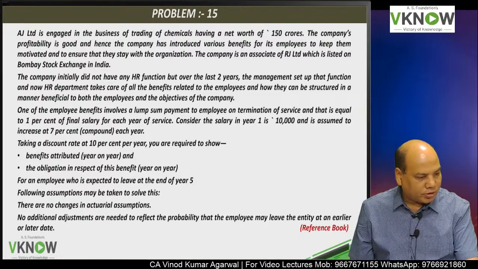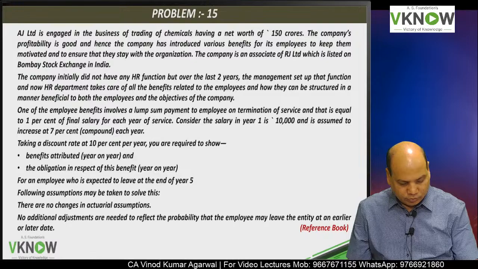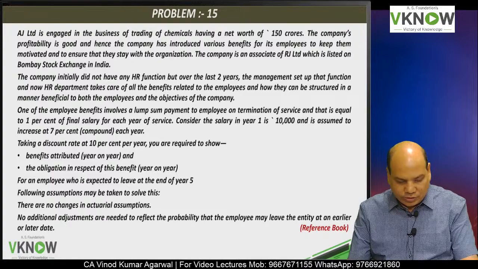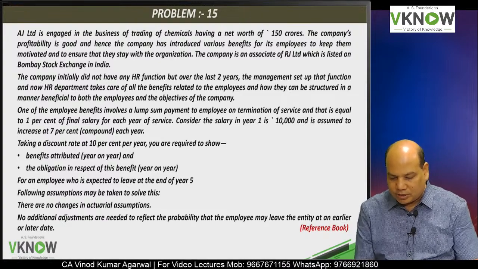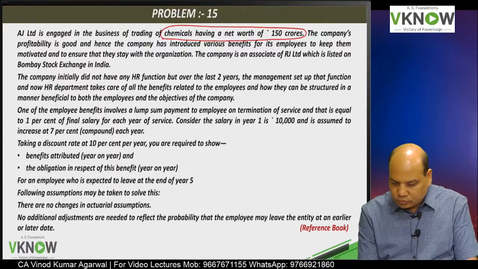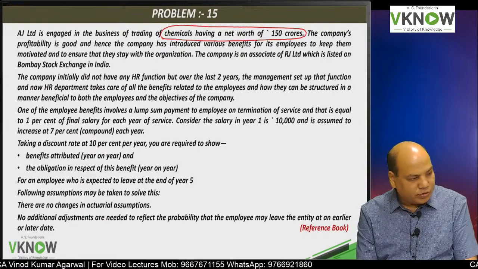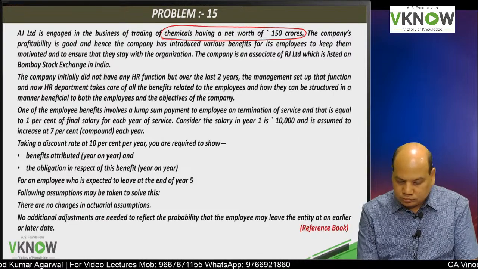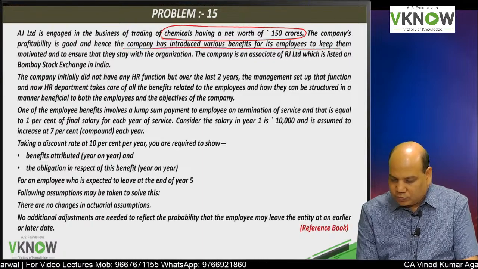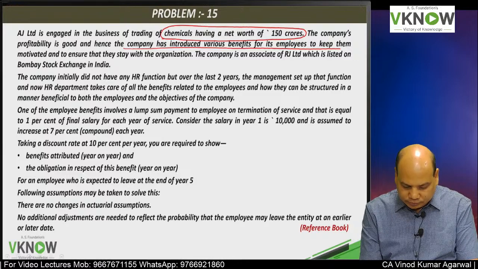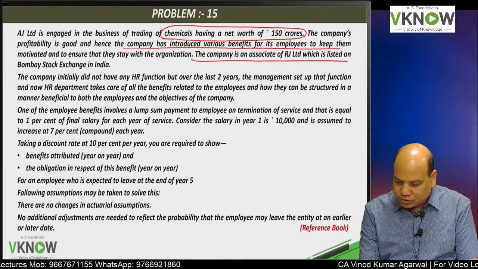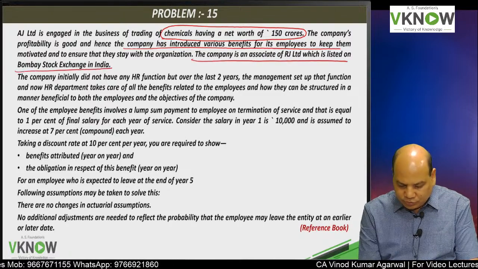Let us solve question number 15. AJ Limited is engaged in the business of trading of chemicals, having a net worth of 150 crore. The company's profitability is good and the company has introduced various benefits for its employees to keep them motivated. The company is an associate of RJ Limited, which is listed on the stock exchange.